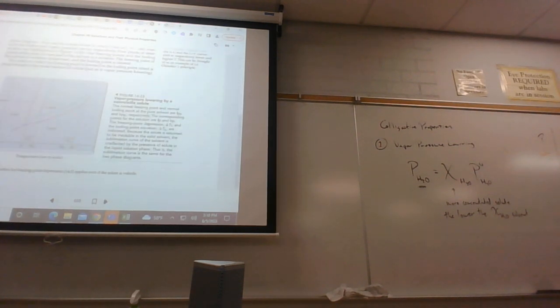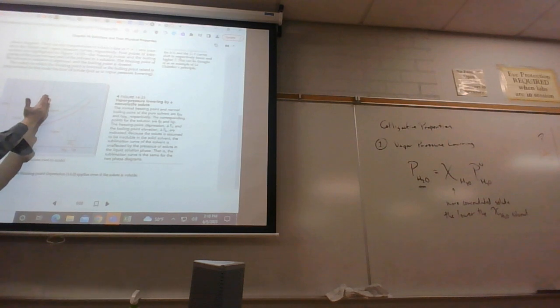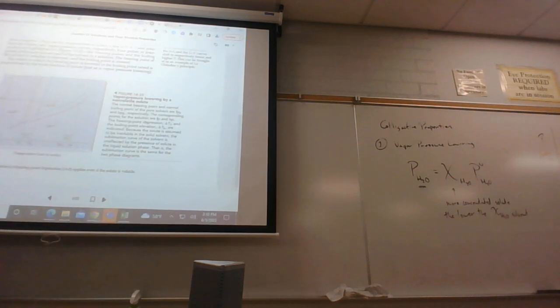All right, here's the curve showing the vapor pressure lowering. This is not water. This is a normal species. Take a look at the curve here. Water would be tweaked a bit.